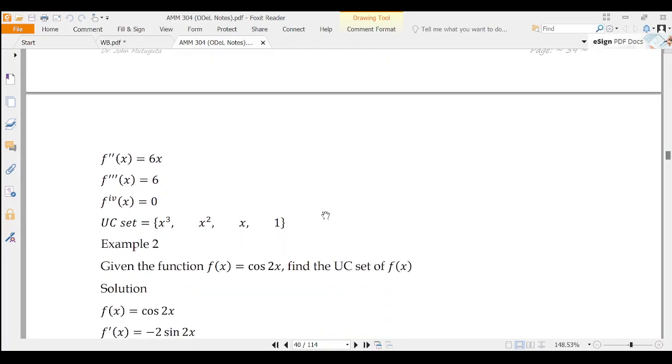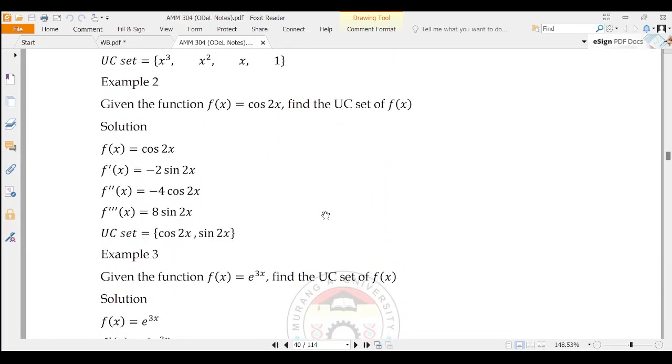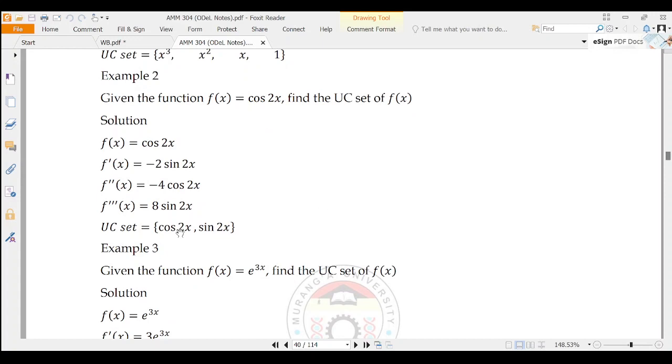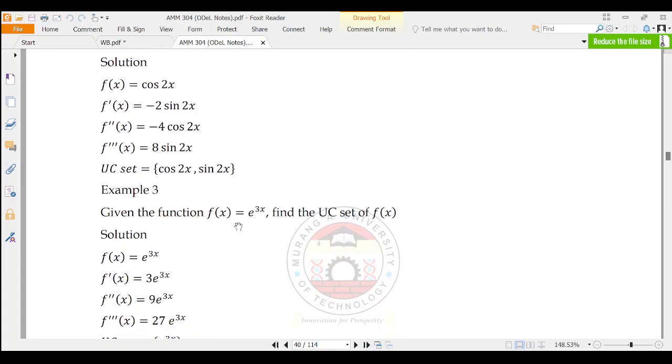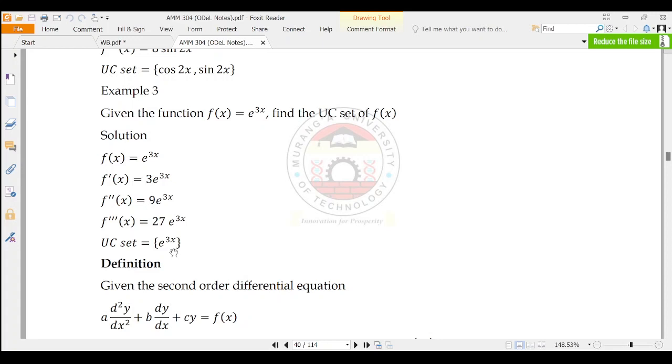So basically that's how we get the UC set. If we have a cosine function, we end up with cosine and sine function. If the function is an exponential function, the UC set will comprise of only one function, which is the exponential function.